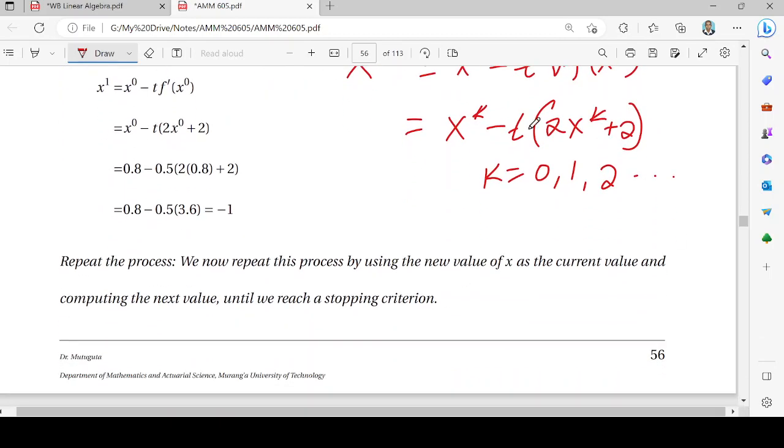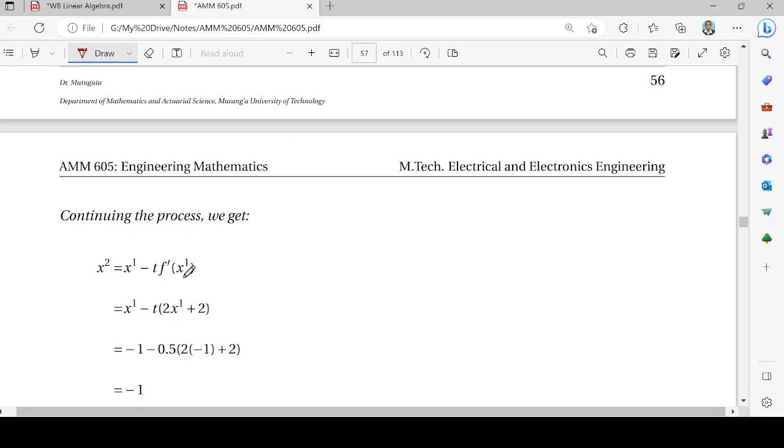We now repeat the process for k equal to 1, so we put 1 here. Then we get x_{k+1}; when we put k as 1, this will be x_2 and this will be x_1. So we have x_1 minus t(2x_1 + 2), but x_1 is −1. We substitute and we get the result again: x_2 is −1. So basically, the method has converged to −1. We don't need to perform so many iterations.